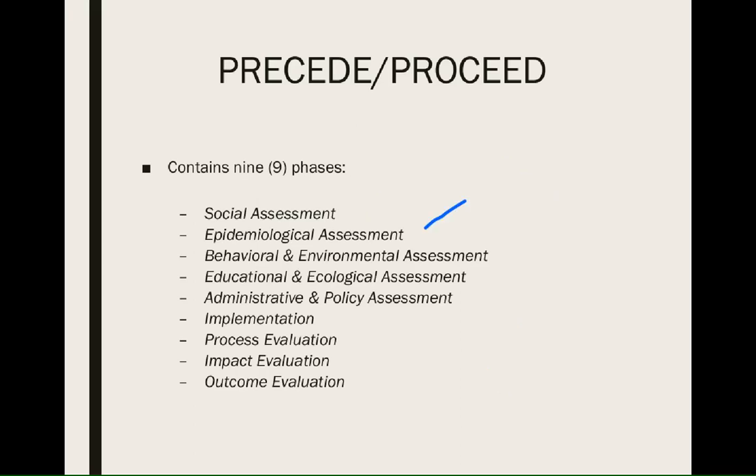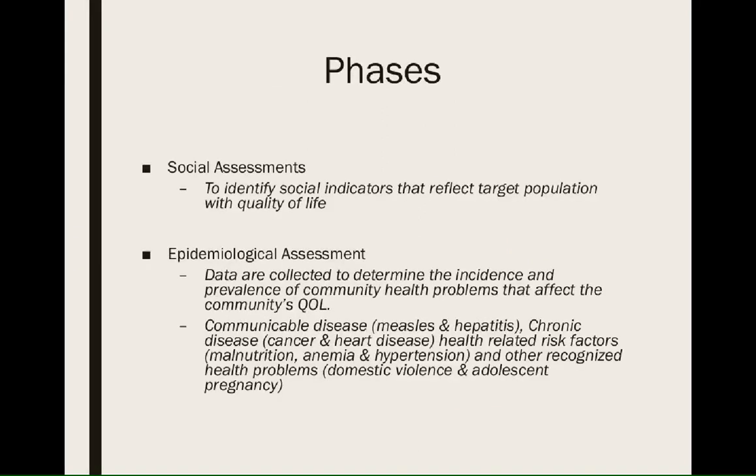Number 3 is behavioral and environmental assessment. Next is educational and ecological assessment. Next is administrative and policy assessment, next is implementation, next is process evaluation, next is impact evaluation, and the last one is outcome evaluation. They are slightly different with the first model. Next slide, we go phase by phase.